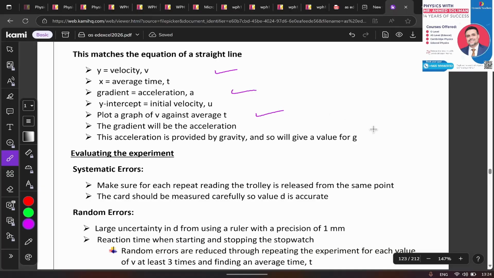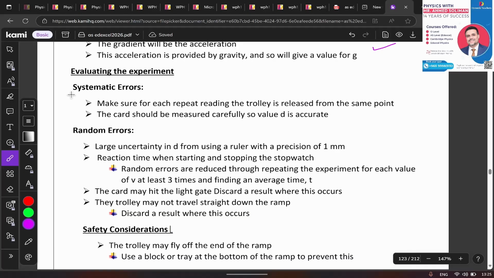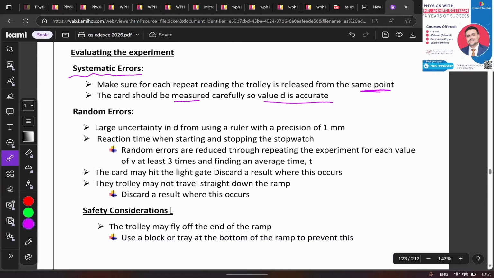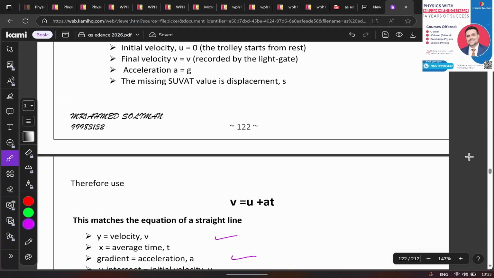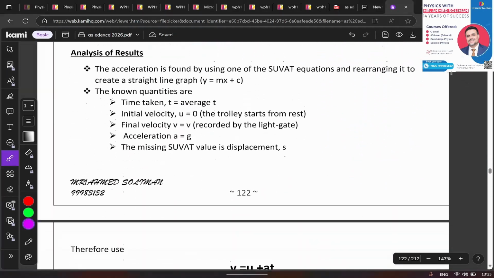So now we know all of this. Evaluating the experiment: what are the error sources? Systematic error: make sure for each repeat reading that the trolley is released from the same point. The card should be measured carefully so the value of d is accurate. You have to measure the card more than one time, 3 times, and find the average. I'm talking about this part. You have to measure it.